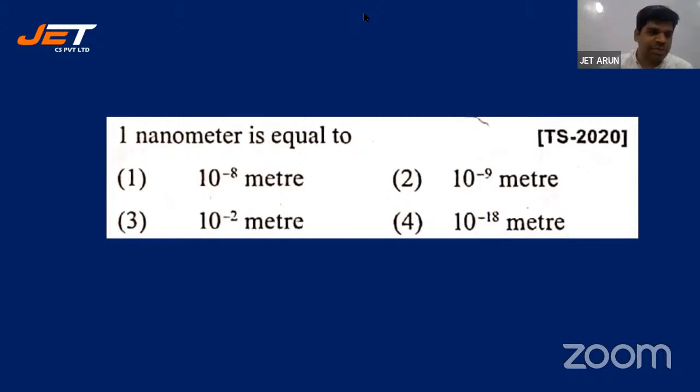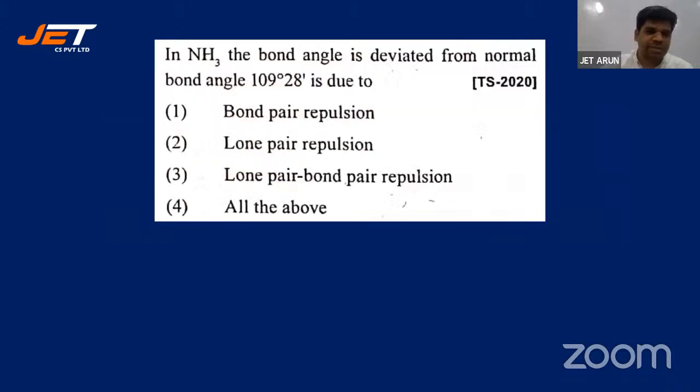Shali says 2. Fatima says 3. 10 power minus 2, nanometer. Nano means 9. Let's see the answer. Here it is: 10 power minus 9 meters. All right, let's go for the next question.